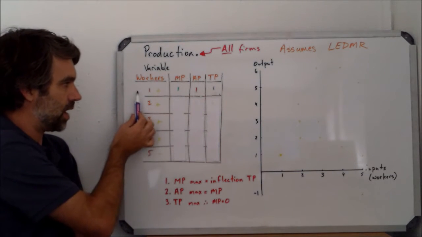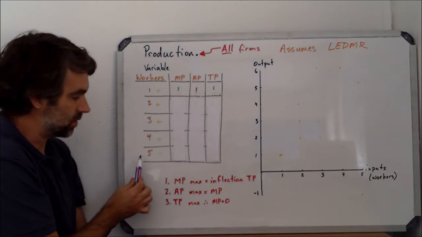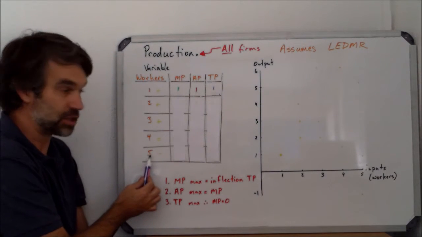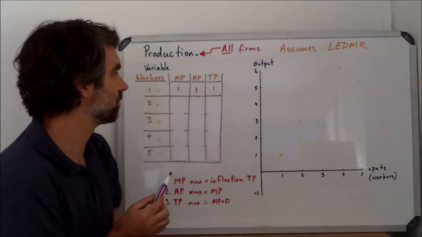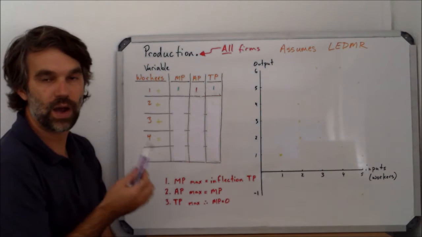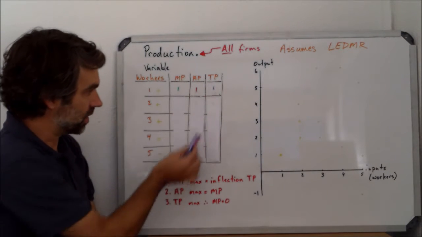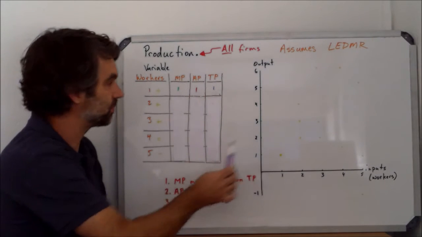So what we're going to do is add workers. I'm going to hire one, then a second, then a third, fourth, and fifth worker. So important to note that down here we have a total of 5 workers, not 5 plus 4, etc. What we're going to look at is, as we add each worker, what happens to production. We're going to see this in numbers, and then of course we're going to put it over onto a graph.